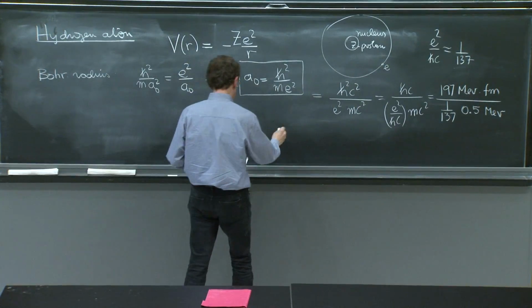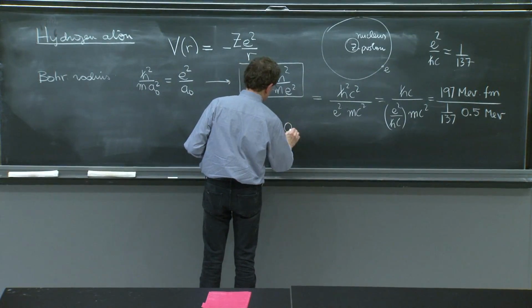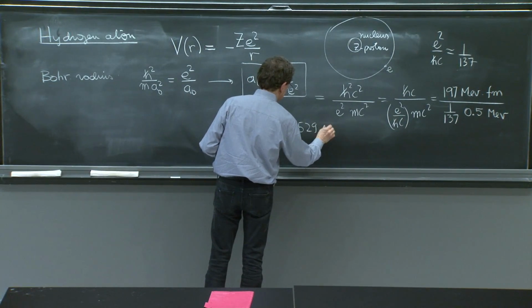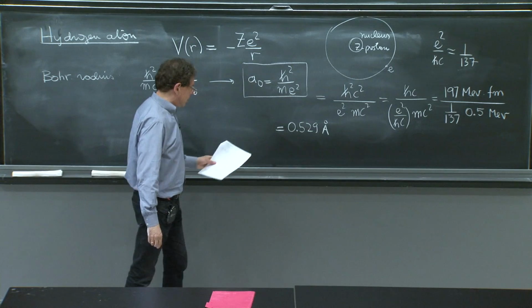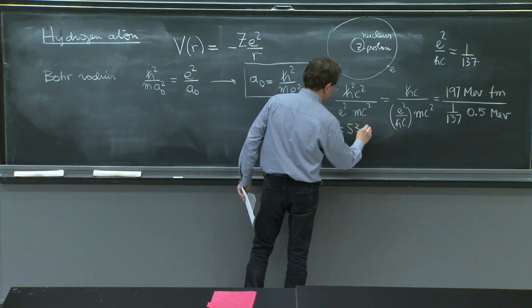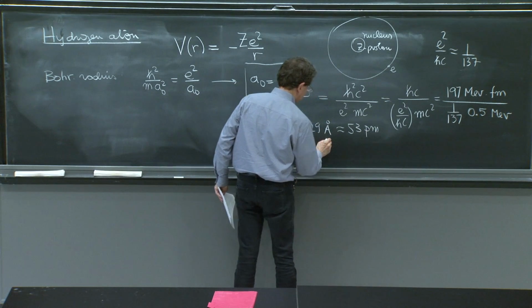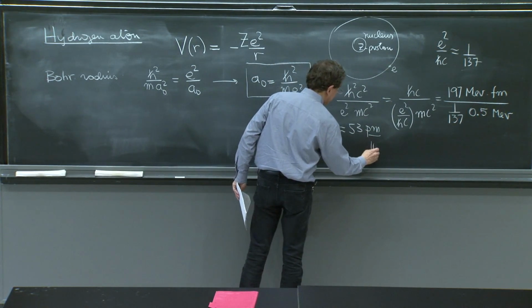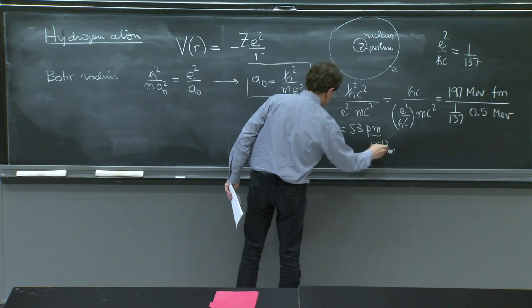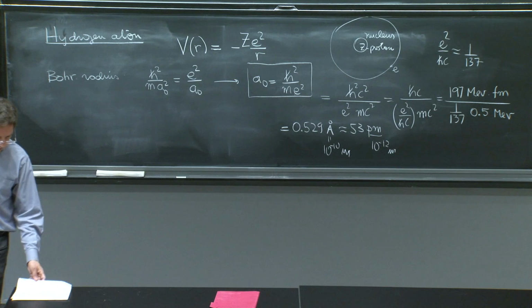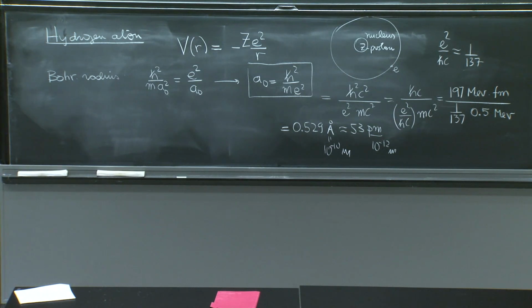I won't run the numbers. The answer is about 0.529 angstroms, which is about 53 picometers. An angstrom is 10 to the minus 10 meters. A picometer is 10 to the minus 12 meters. So that's a length scale you've seen several times.